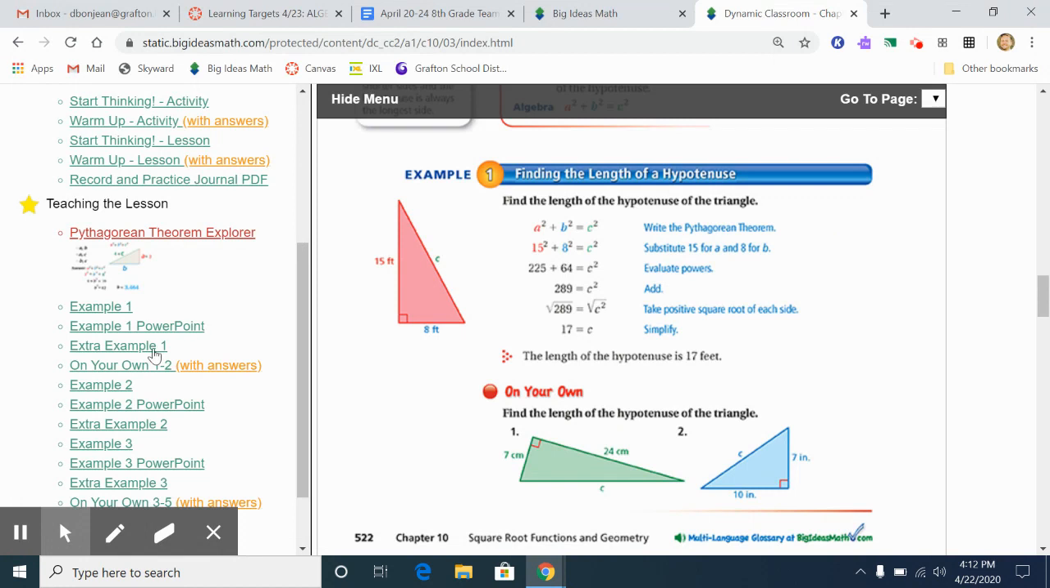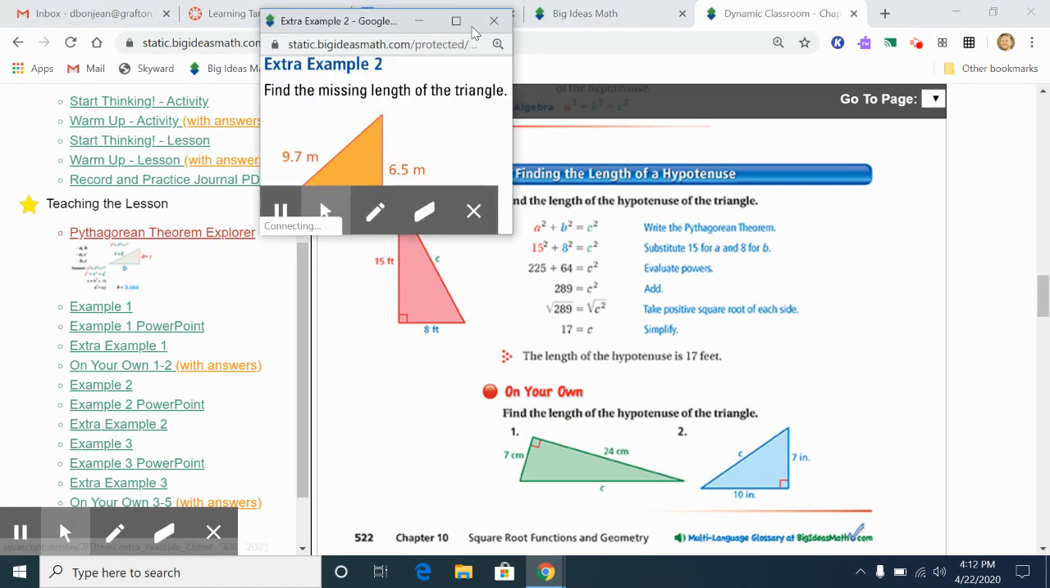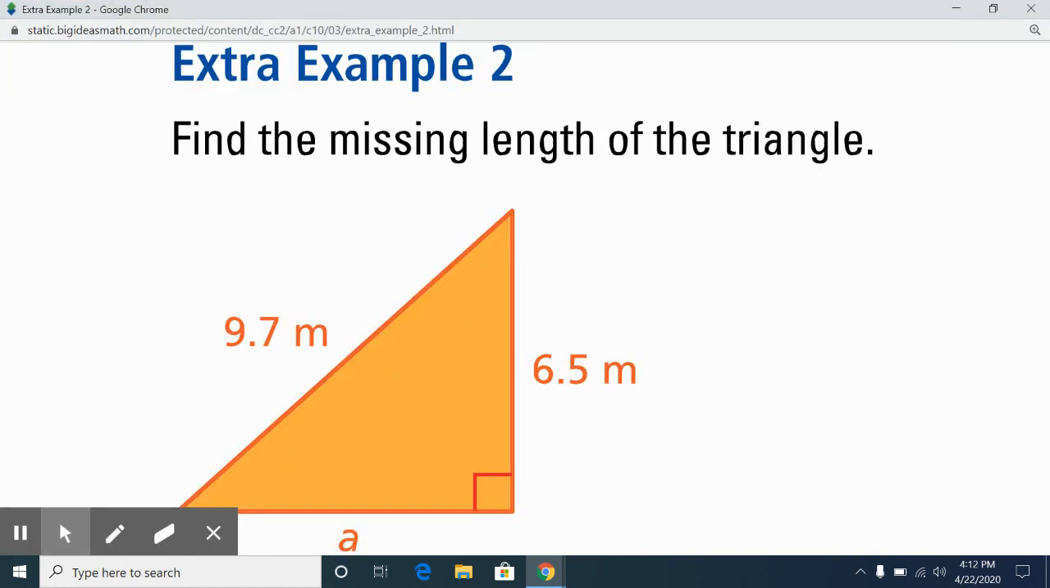All right, let's try another one. I'll show you one last one and then have you give this a shot today. We've got 9.7 as our hypotenuse. Here's how I know: if I draw this arrow from my right angle, I see my hypotenuse, so this is C. I'm looking for A, so what's left has got to be B. Let's say B equals 6.5 meters.